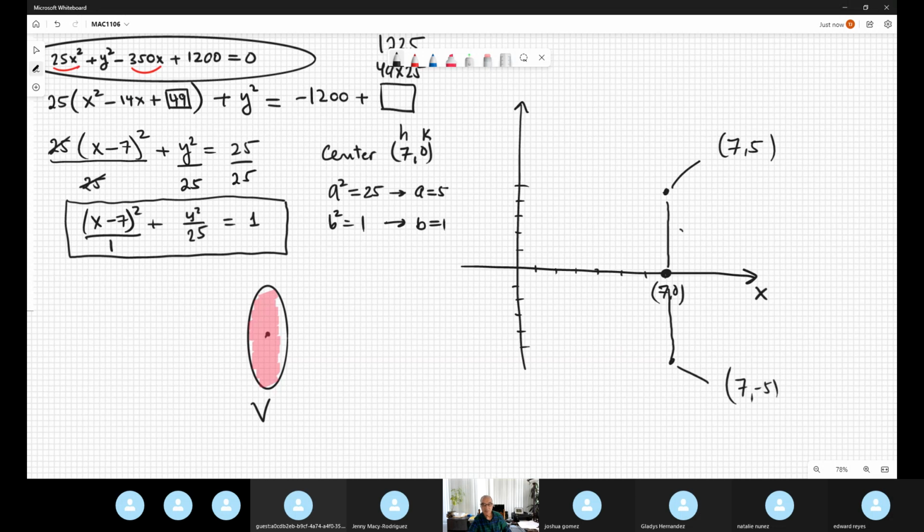This is a major axis. 7. 7, no, 5, sorry. 5. Distance 5. And b is 1. B is 1, that is in the other perpendicular direction, is this and this. Is 1. At this point is the point, you know, 8,0. And this point is the point 6,0. No? So our ellipse would look a little bit like that.